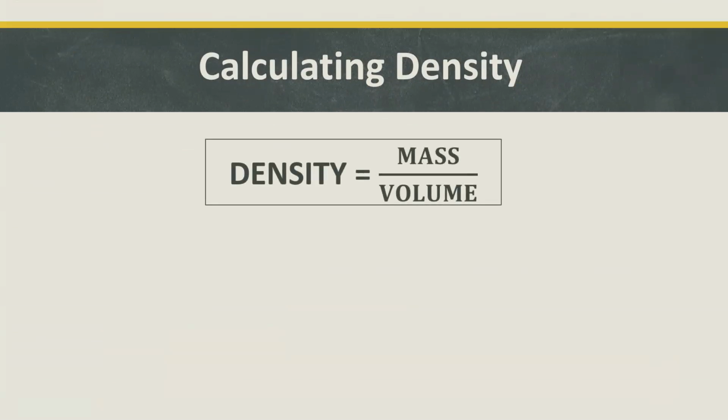So, calculating density. The equation is mass divided by volume. As I said, mass does have a factor in density. Remember, mass is how much matter something has. The abbreviation is D for density equals M for mass over V for volume. I like to tell students to think of a heart, because when you draw a heart, you have an M on top and a V on the bottom.